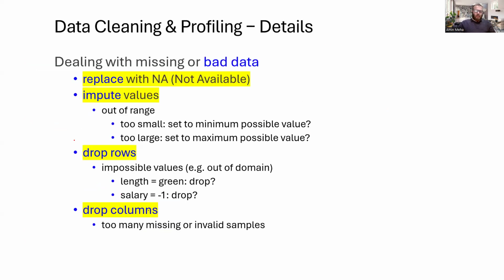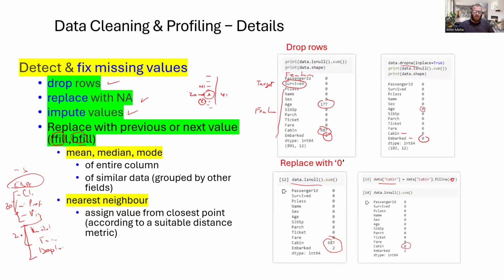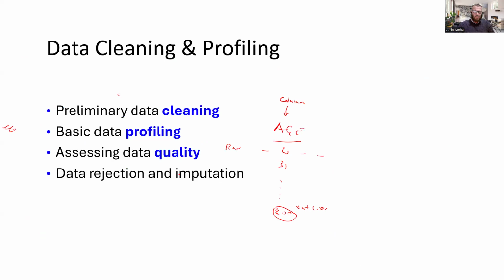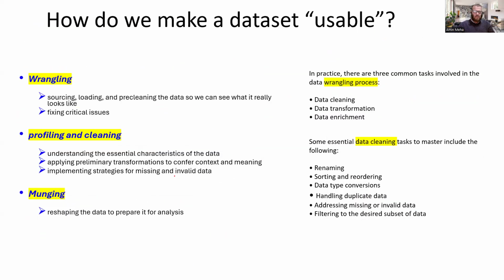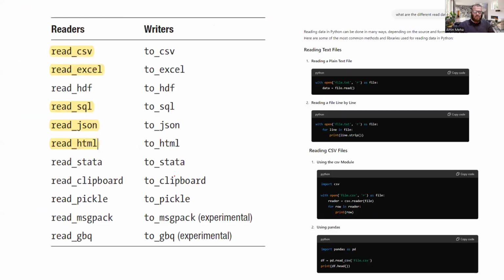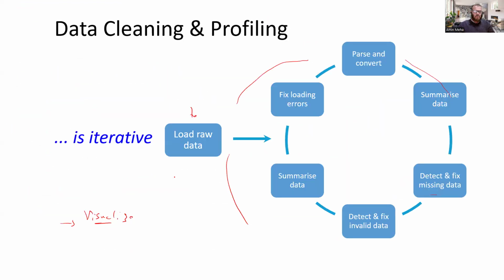We have been through this: replace NA, which is not available, impute, drop rows and drop columns, etc. We have to be very careful here. It's a lot easier to drop rows than to drop columns. It depends on the column. We cannot drop the whole column here. I'm going to show you something. Something is missing here. Let me show it to you guys.